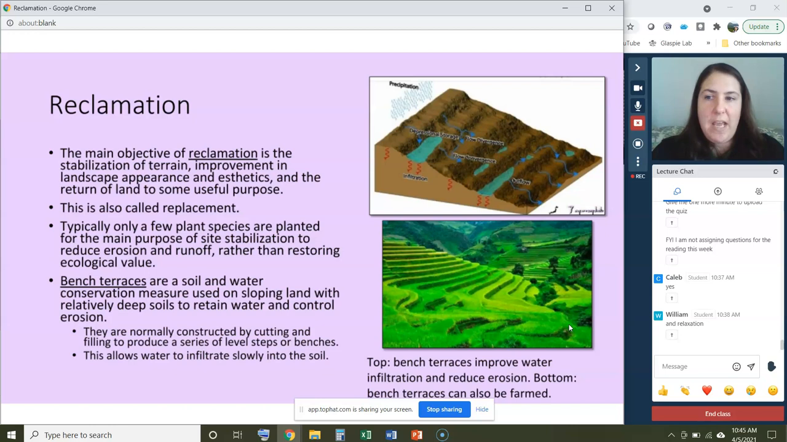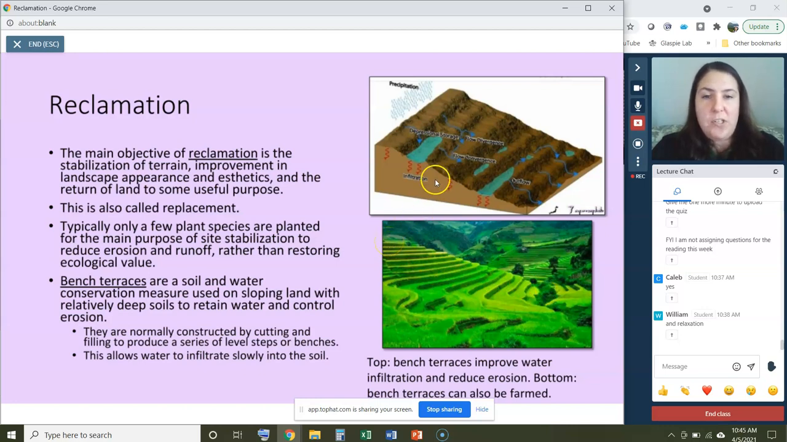So one example of a reclamation type activity is the creation of bench terraces, which are a soil and water conservation measure that can be used on sloping land with relatively deep soils. And these can help that land retain water and control erosion. So we've learned about the word terracing when it's related to marsh restoration, where you build little long islands that will slow the flow of water and help to enhance sedimentation. This is not the same kind of terracing. This is bench terracing, where you're creating what really looks like a series of benches on a slope.